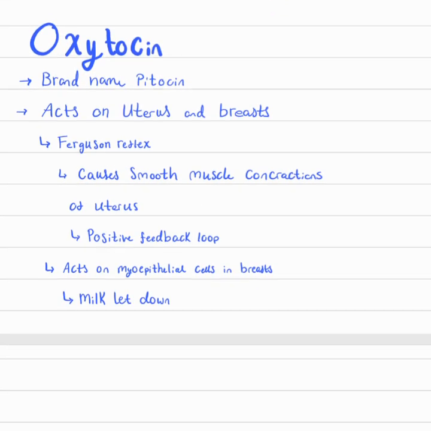Next is oxytocin. So oxytocin's brand name is Pitocin. That might be familiar if you know someone whose labor has ever been induced, they might have gotten a Pitocin drip. So this is going to act on the uterus and breast. It is triggered by the Ferguson reflex, which occurs as the cervix distends, and then that will increase oxytocin.